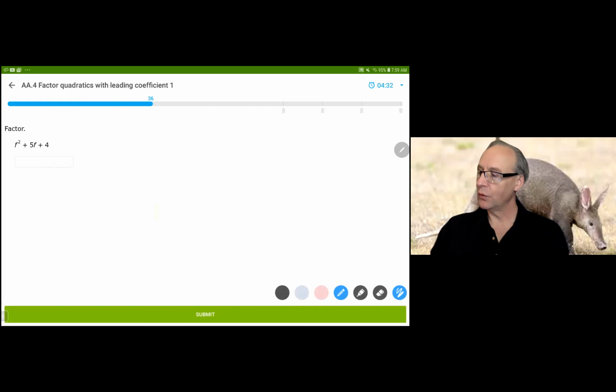Now we have 4 as our product, and 2 times 2 gives us 4. But if we add those, we also get 4. But what about 4 times 1? Oh, there it is. 4 plus 1 gives us our sum of 5. Sum product.